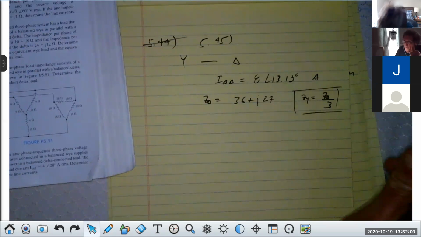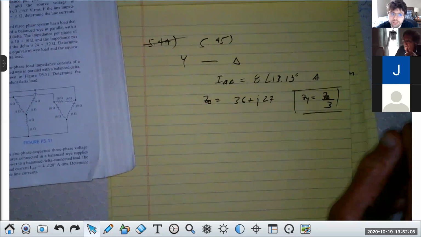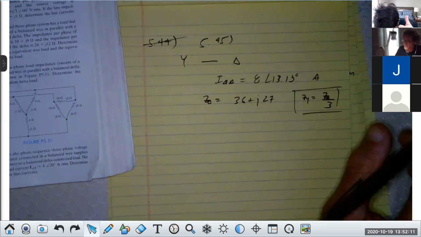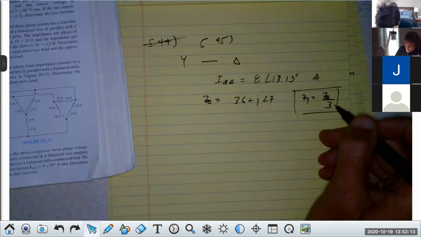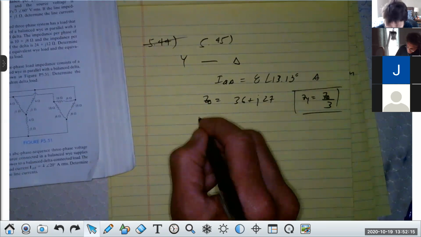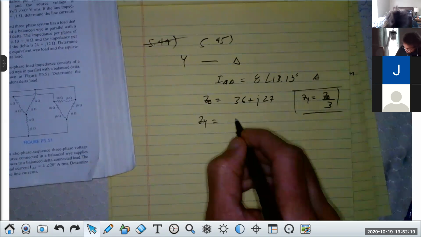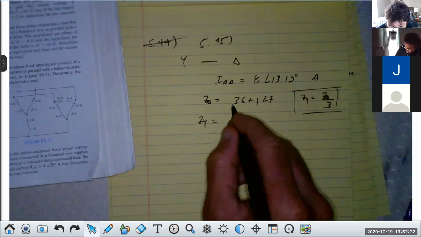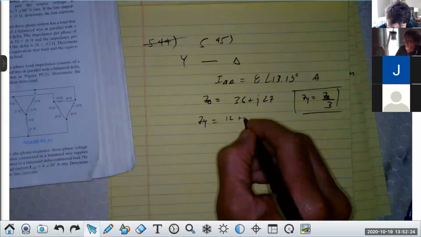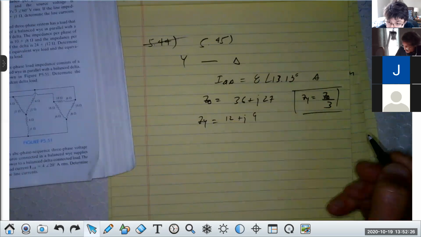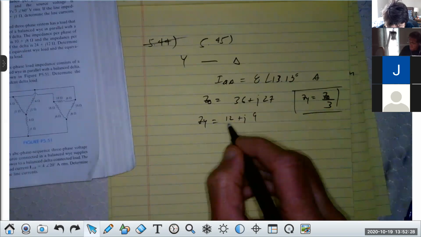I'm going to remember that. Totally forgot. Just remember it now. Do you all remember, at least it jogs your memory? So we divide this by 3. That means the equivalent ZY, which we want, would be 36 divided by 3, or 12, plus j27 divided by 3, or j9. All right, now that's a Y load.